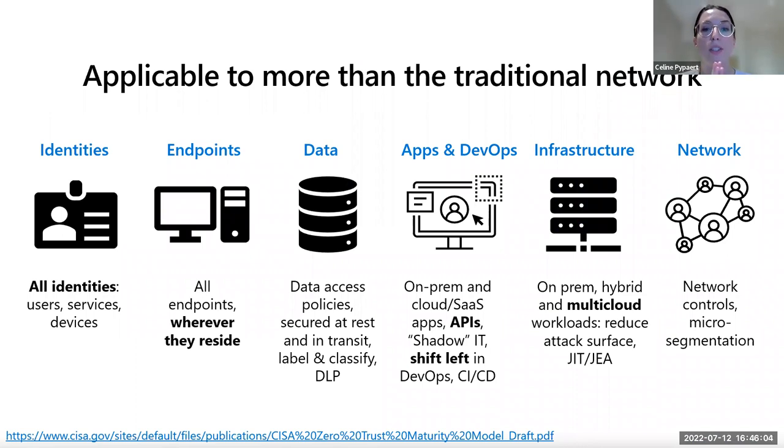And so the interesting thing about Zero Trust as well is that it is applicable to more than just a traditional network. So it's looking really across all identities, all endpoints, wherever they reside, looking at data as well. Is the data secured at rest and in transit? Do you have a way to automatically label and classify the data? Do you know what data you've got in place? Do you have data loss prevention?